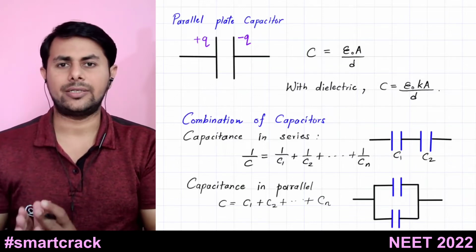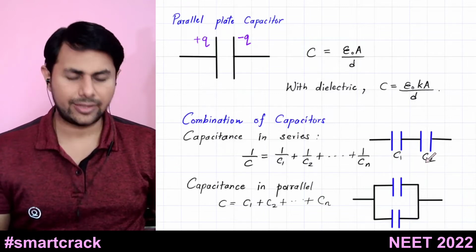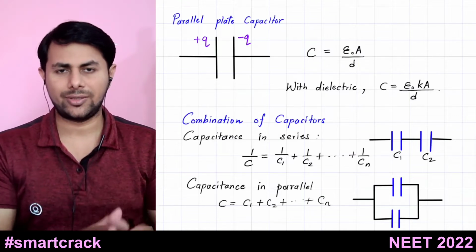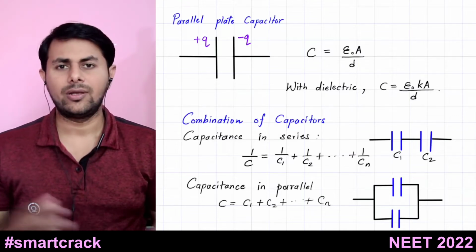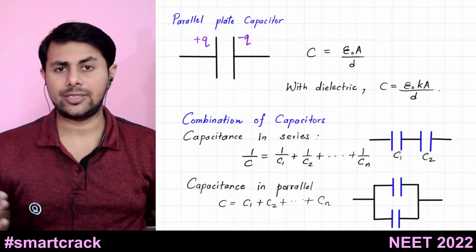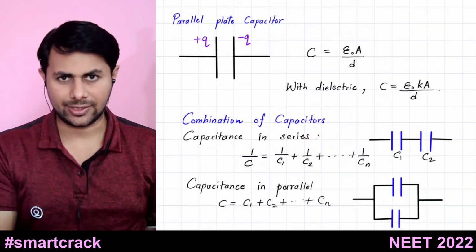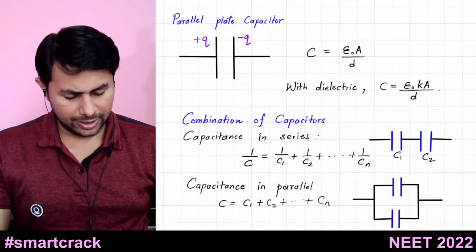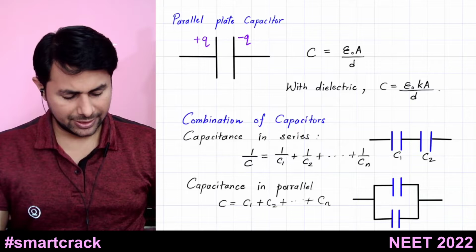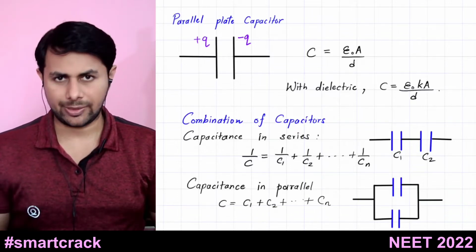After that, let's see the combination of capacitors. If you combine capacitors in series, with capacitances, let's say, C1, C2, C3, and so forth up to Cn, what happens? The reciprocal of the resultant capacitance C is equal to the sum of the reciprocals of all the individual capacitances. And if you combine them in parallel, then the net capacitance C is just the sum of all the individual capacitances.